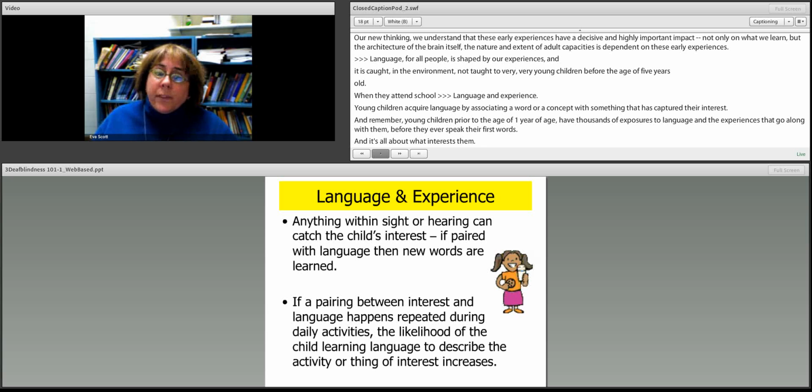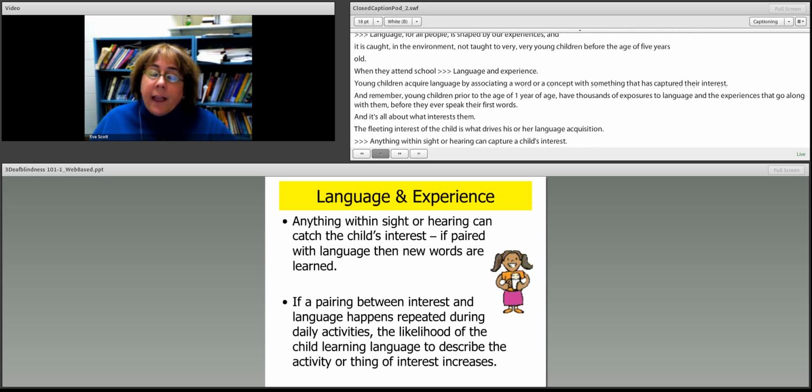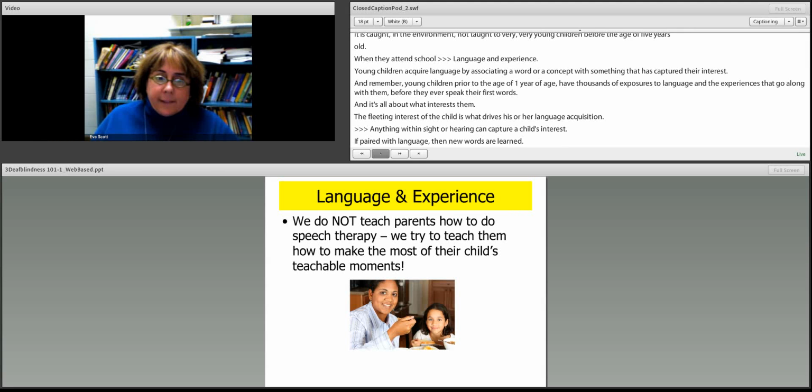Anything within sight or hearing can capture a child's interest if paired with language, and then new words are learned. If a pairing between interest and language happens repeatedly during daily activities, the likelihood of the child's language learning to describe the activity or the thing of interest automatically increases.